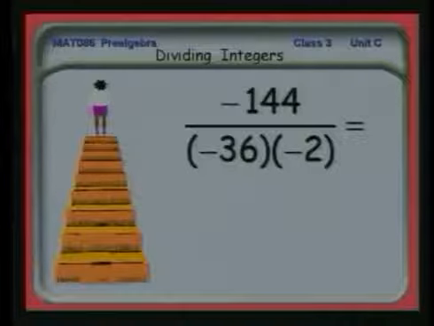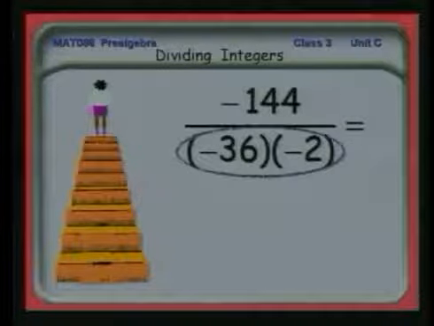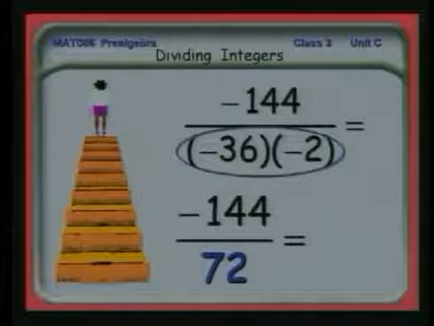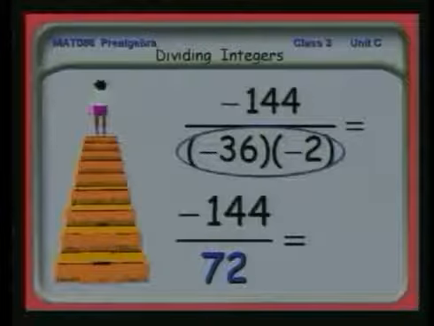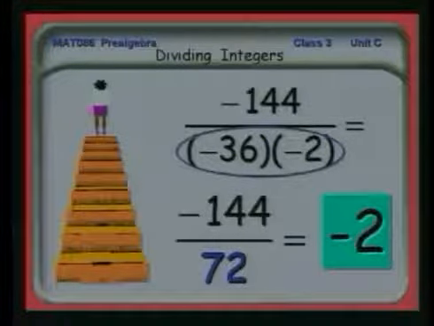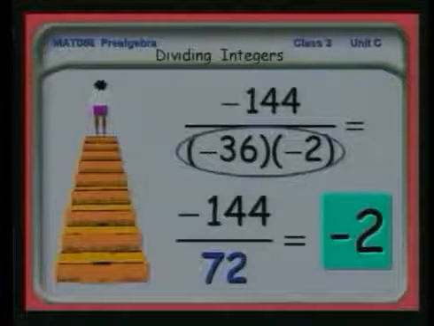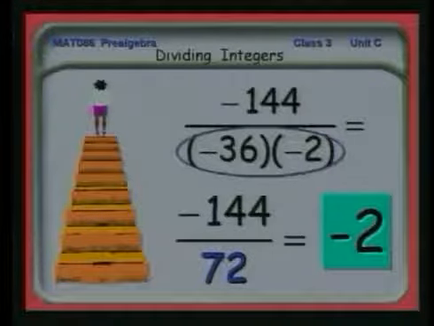Now I have a minus 36 times a minus 2. And so I have minus 144, negative times negative is positive, divided by 72. And my result is minus 2, negative because the number I'm dividing is negative.